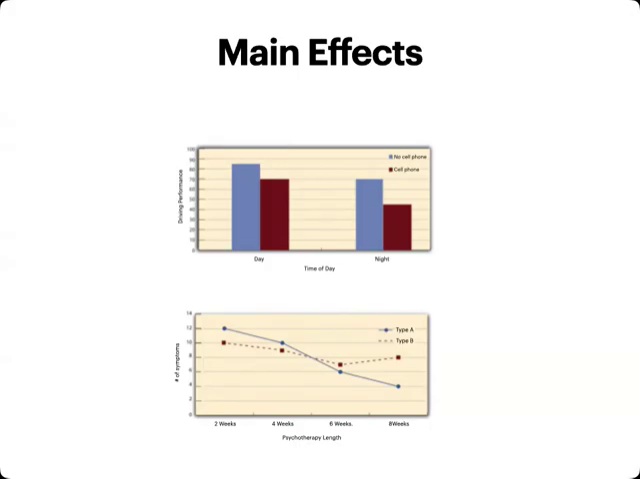The top graph shows a main effect of cell phone use as the participants showed better driving performance when not using cell phones, indicated by higher blue bars compared to red bars. It also demonstrates a main effect of time of day with better driving performance during the day than at night, regardless of cell phone use. These main effects are independent, meaning that the presence of one does not imply the presence of the other. The bottom graph clearly illustrates a main effect of psychotherapy duration. The longer the therapy, the more effective it was.